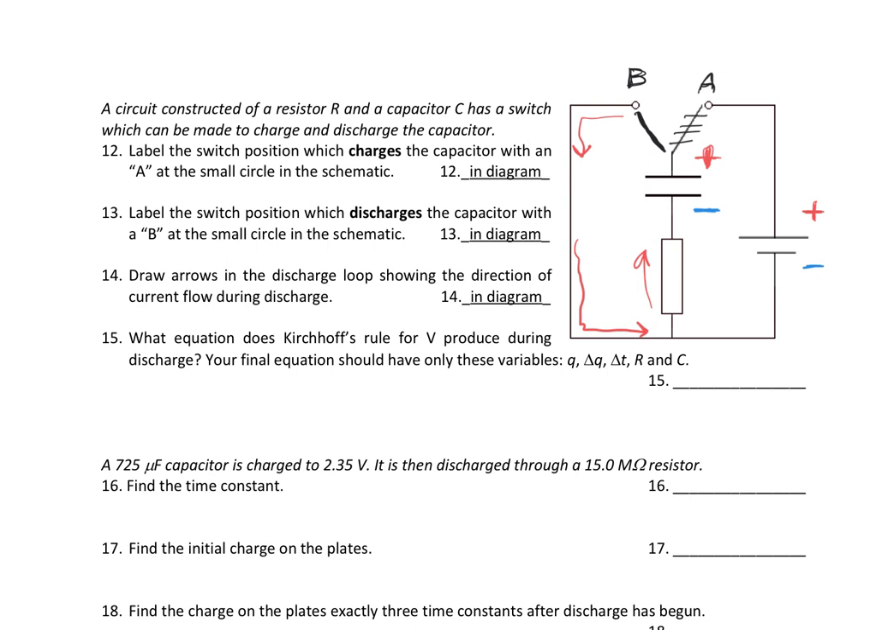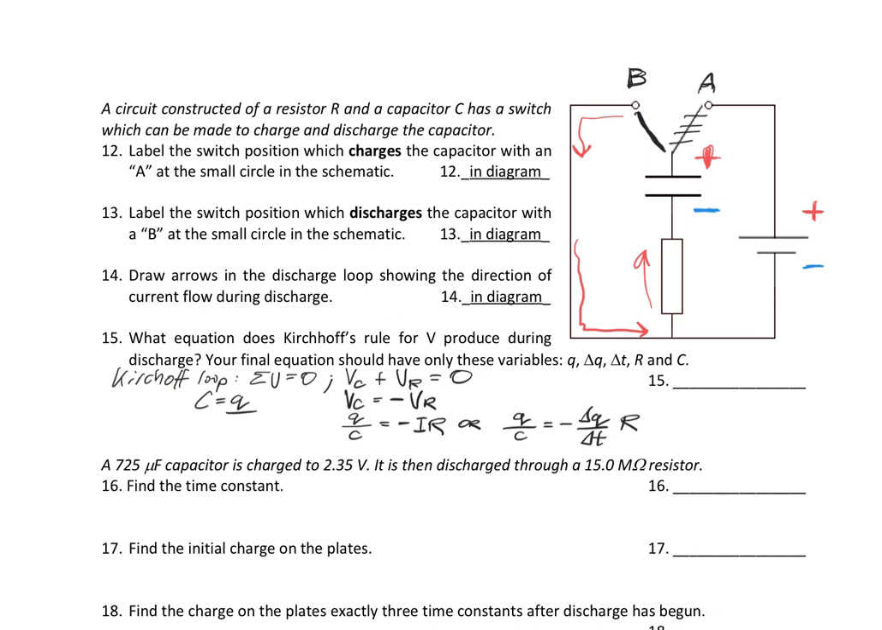Okay, so 15, Kirchhoff's rule for voltage means that the sum of the voltages is going to be 0. That the sum of the sources plus the sum of the drops will be 0. And so the source in the case of the discharge is going to be the capacitor, and then the load or the drop is going to be the resistor. And so the voltage across the capacitor equals negative the voltage across the resistor. Voltage across the capacitor, if C is Q over V, then V is Q over C. I didn't write that. That's C is Q over V.